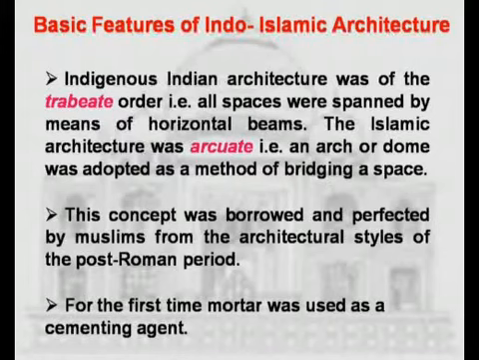Now let's come to the basic features of Indo-Islamic architecture. Indigenous Indian architecture was of the trabeate order, that is, all spaces were spanned by means of horizontal beams. The Islamic architecture was arcuate, that is, an arch or dome was adopted as a method of bridging a space. This concept was borrowed and perfected by Muslims from the architectural styles of the post-Roman period.